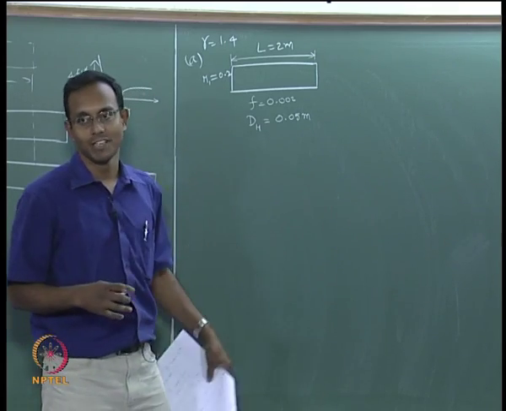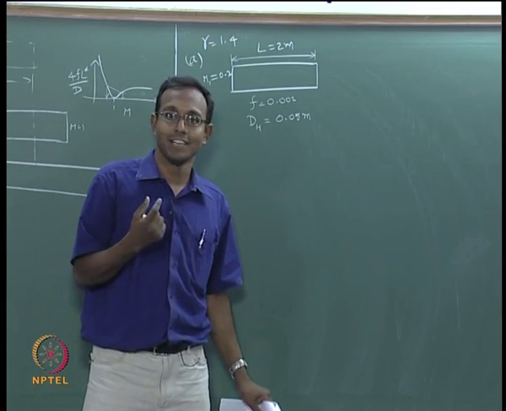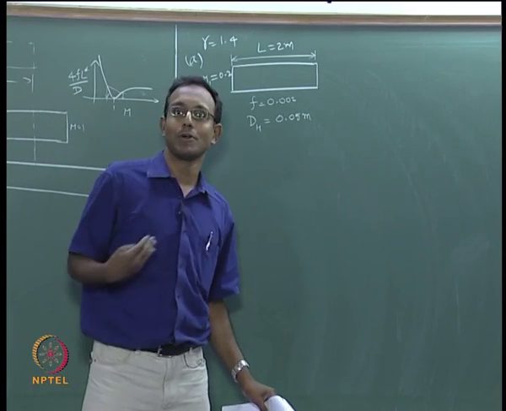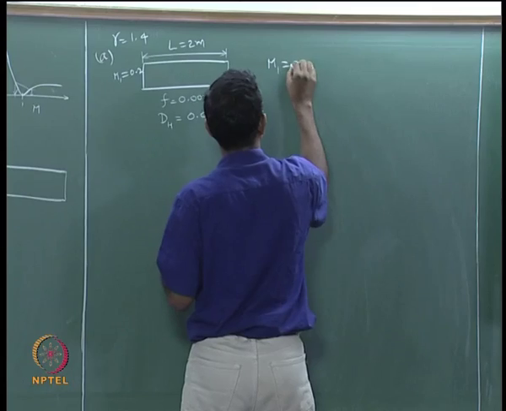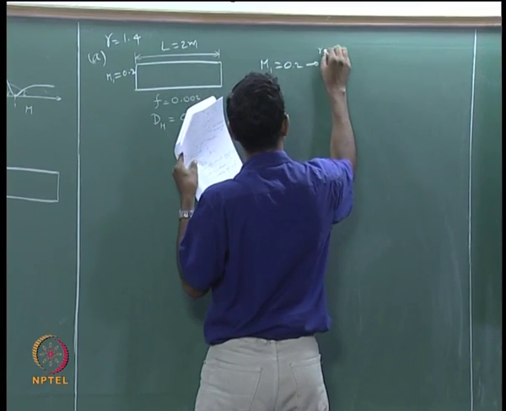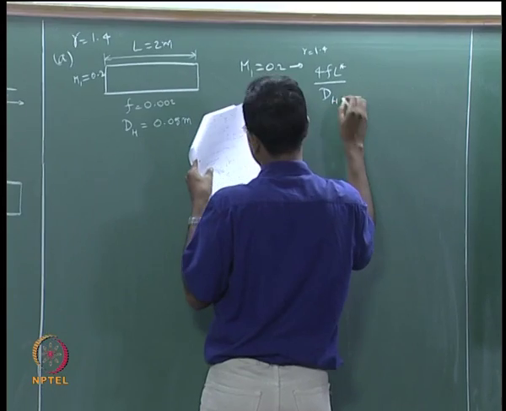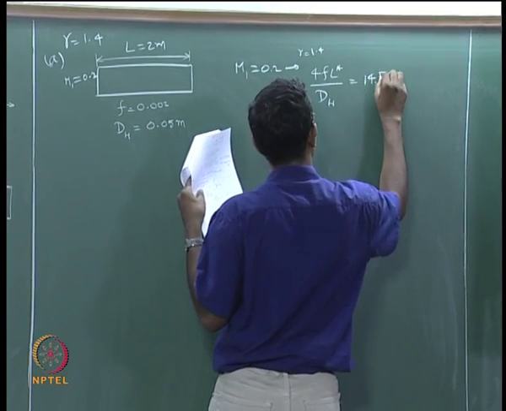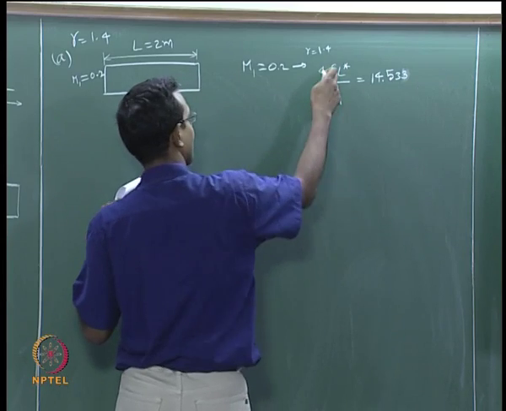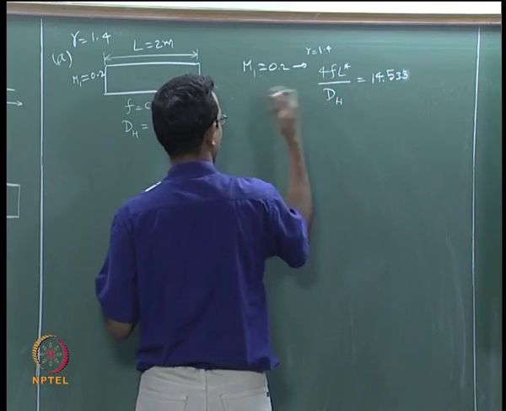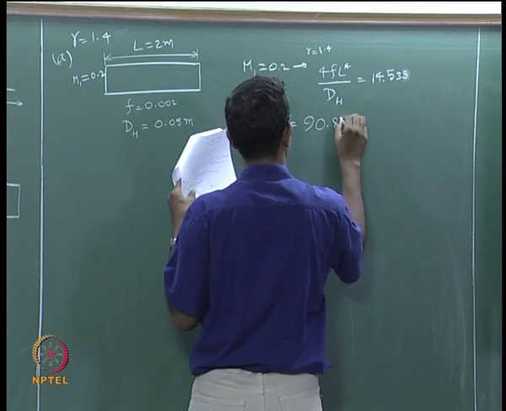To start with this problem, if it is a friction problem, immediately I want to find L star, because based on whether L is less than or greater than my L star, my approach to the problem changes. So the first thing I need to do is find L star. So M1 equal to 0.2, from tables with gamma equal to 1.4, if I look at it, 4f L star by Dh is given to be 14.533. Based on f and Dh given for my particular duct, I am going to get L star as 90.83 meters.